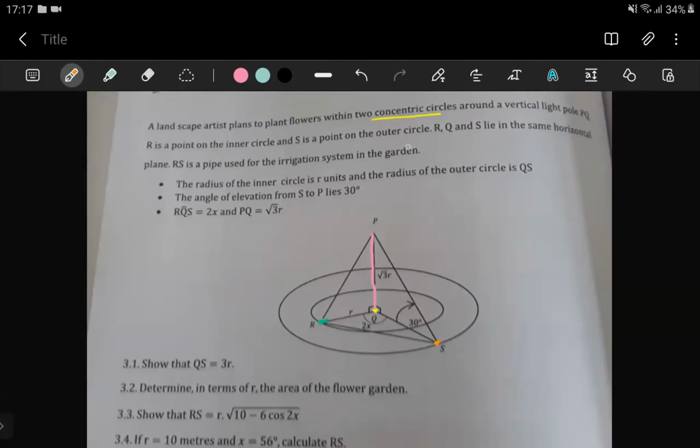And then it says here, R, Q, and S lie in the same horizontal plane. So all these points, R, Q, and S, are on the ground, on the flat surface. And then it says RS is a pipe used for irrigation system in the garden. So RS is a pipe used for irrigation in the garden.